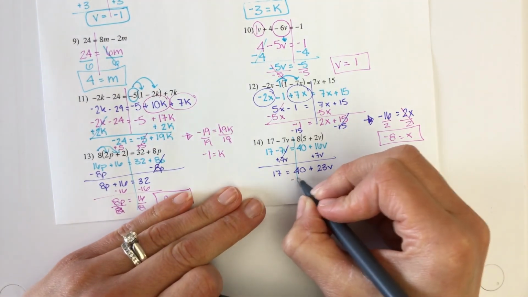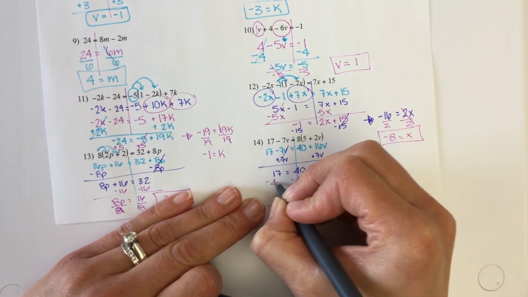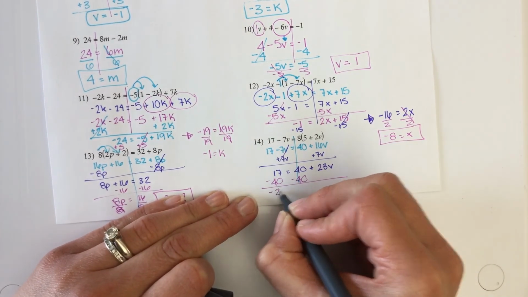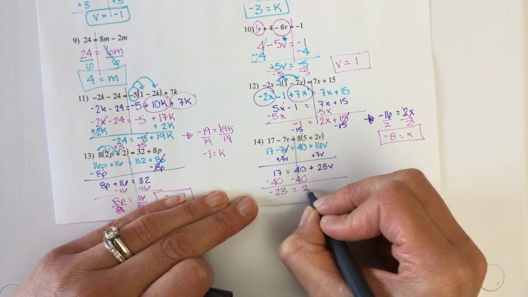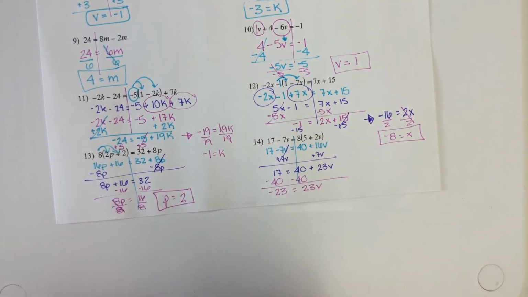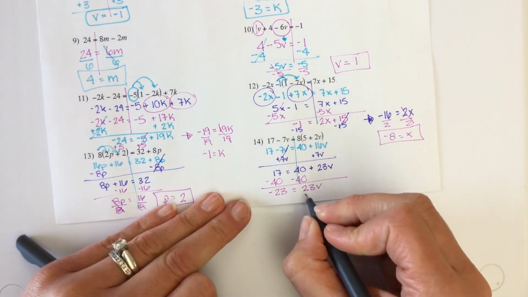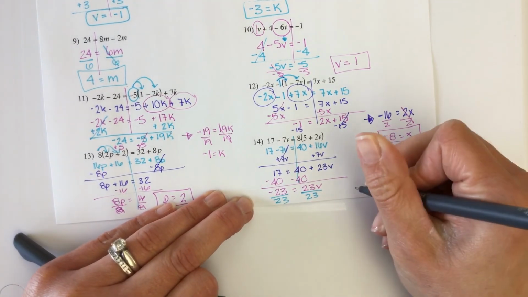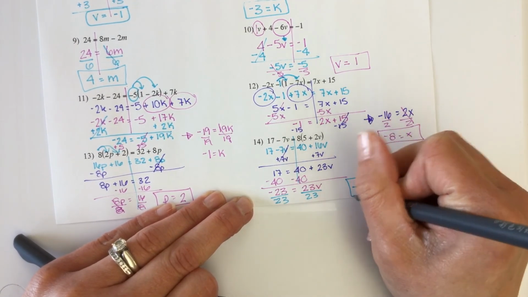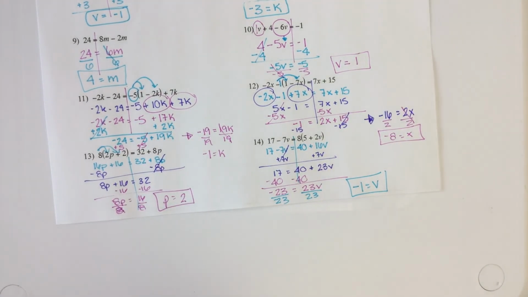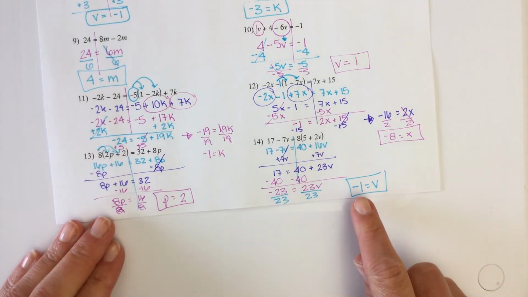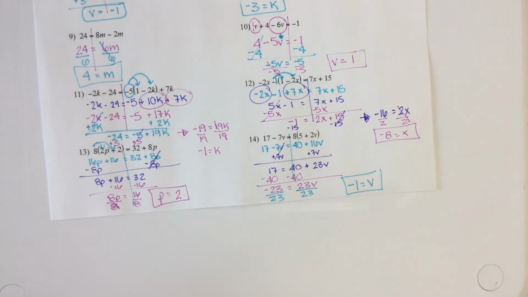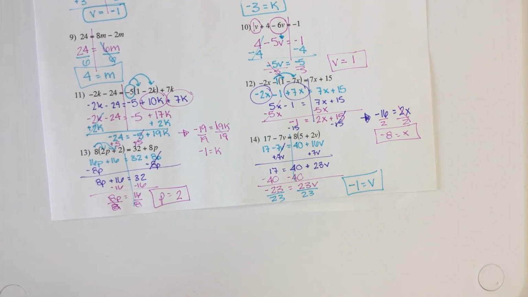Then I'm going to minus the 40 from both sides. This gives us a negative 23. And then our last step is to divide by the positive 23. And I get negative 1 equals v. So anytime you're solving an equation, we can check it by putting the value of the variable back into the original problem, and that will get you your answer.